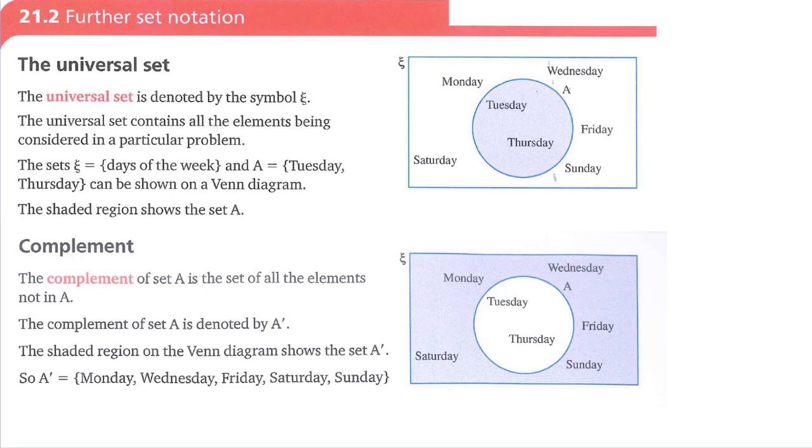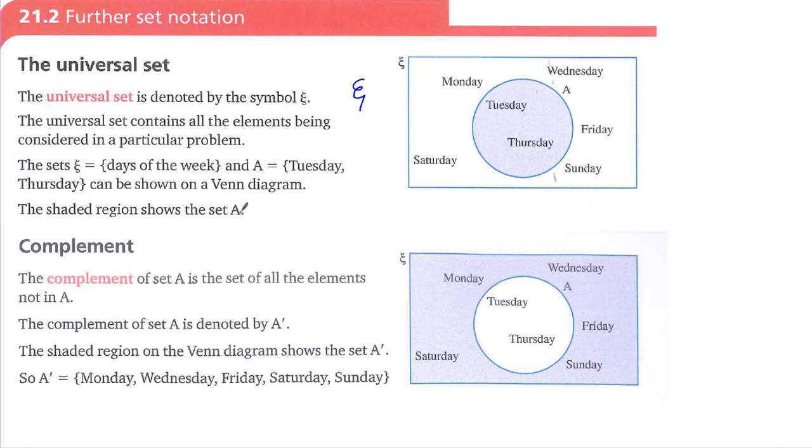Hi dear students, this is the second video about sets, and we are going to continue with the set notations. We are going to learn the universal set and complement. The universal set is denoted by the symbol E, and it means the set that contains all the elements being considered.